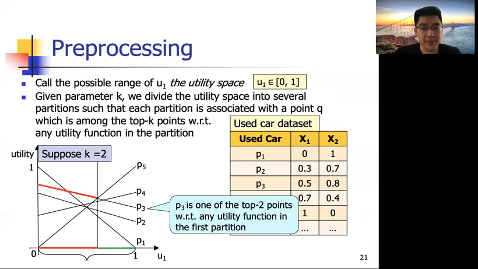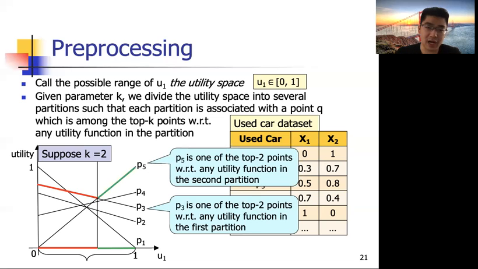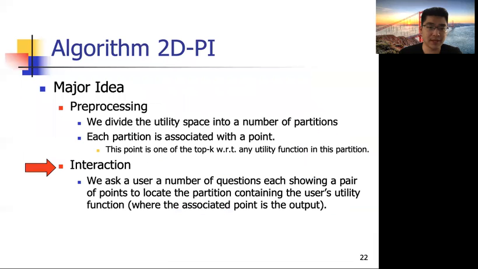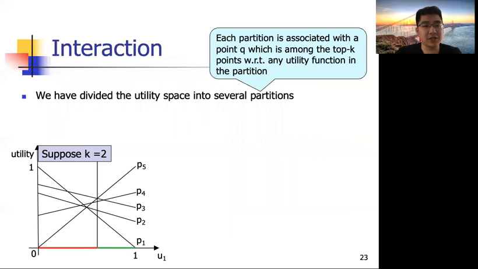As we can see, P3 is one of the top 2 points with respect to any utility function in this red partition. And P5 is one of the top 2 points with respect to any utility function in this second partition. Now we go to the interaction step. We have divided the utility space into several partitions. Each partition is associated with a point which is among the top k points with respect to any utility function in the partition.